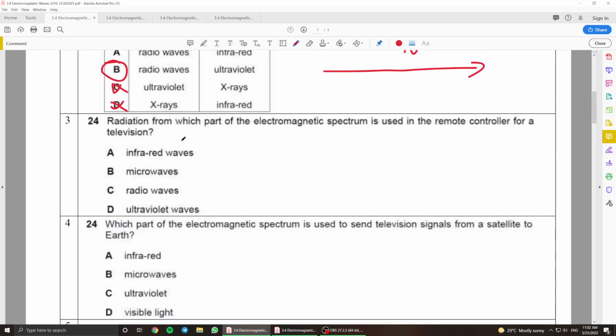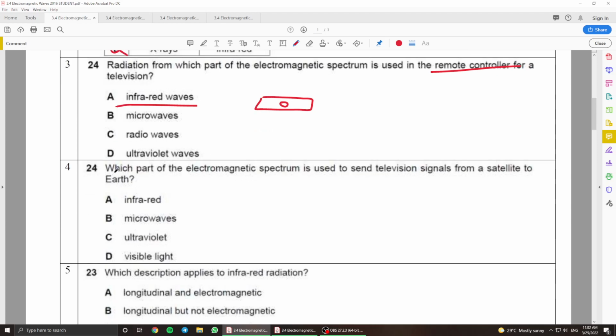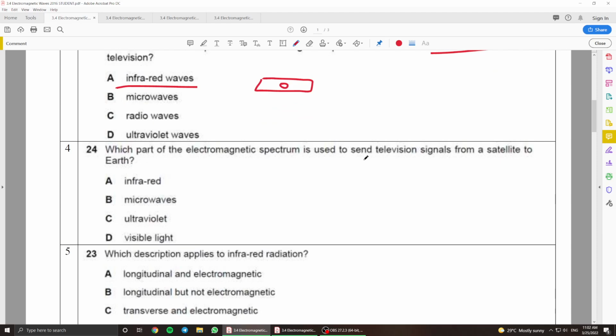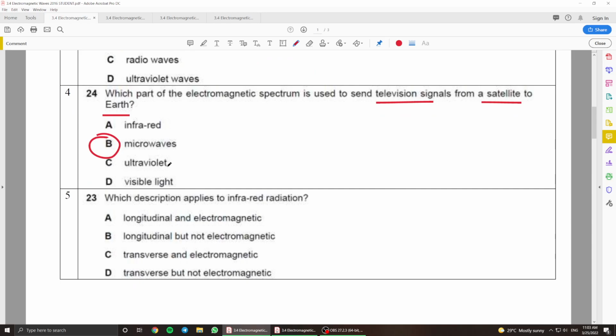So moving on, radiation from which part of the electromagnetic spectrum is used in a remote controller for a television? This one here is obviously going to be infrared waves. In fact, if you look at the controllers on the side there, you can see there's a small little dot that emits infrared radiation to signal the television to change volume or channels here, right? After that, which part of the electromagnetic spectrum is used to send television signals from a satellite to Earth? If it involves a satellite, usually it will be microwaves because you'll have to transmit data over a further range, right?